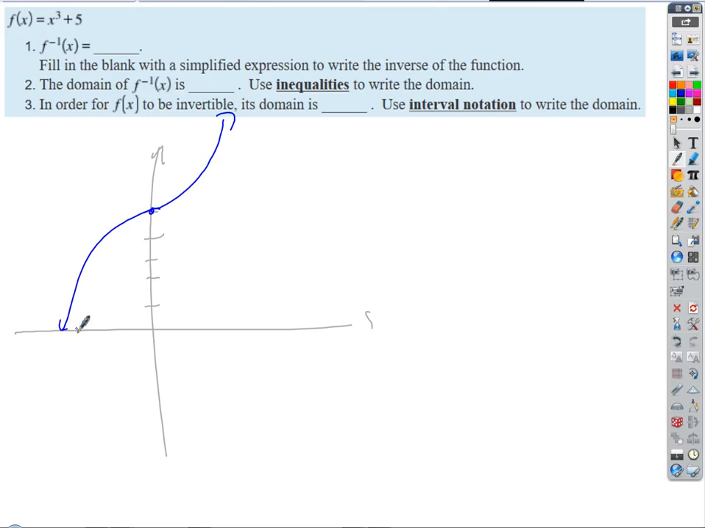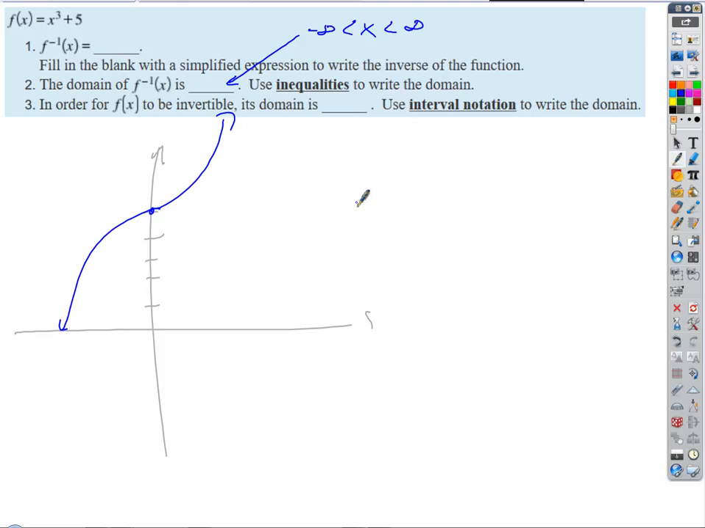So do I have to erase the domain at all? No, we're good. So written as an inequality, what's the domain of the inverse, guaranteed? X is what? No restrictions. How would I say that with inequalities? Yeah. X is greater than negative infinity and less than positive infinity.